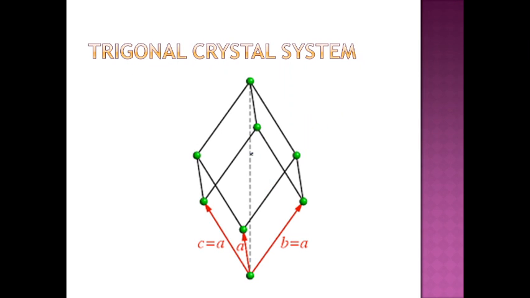Now the sixth type of crystal system is the trigonal crystal system. Here it is also called the rhombohedral crystal system.